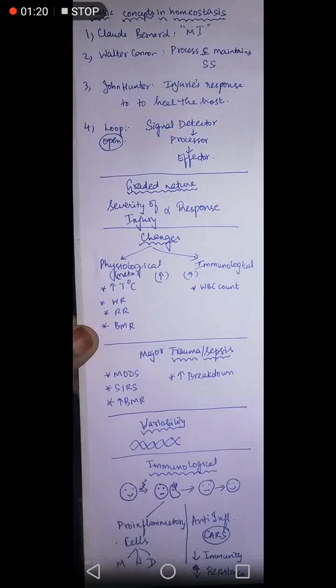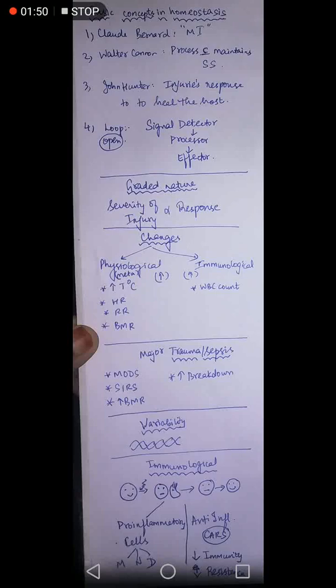Walter Cannon said that homeostasis is the process which maintains the steady state. John Hunter suggested that the injury response is to heal the host, which means following an injury, the person is going to heal. That is what the response is for. Then there is the open loop, which says that a signal, detector, processor, effector pathway is continuously working to ensure homeostasis is restored.